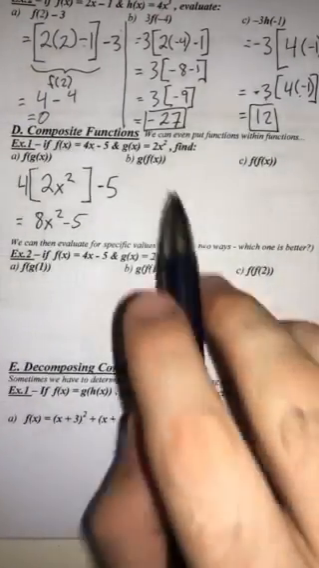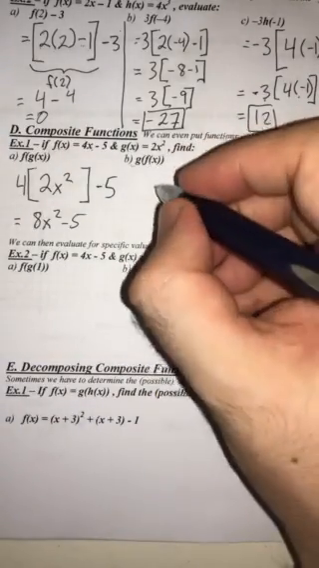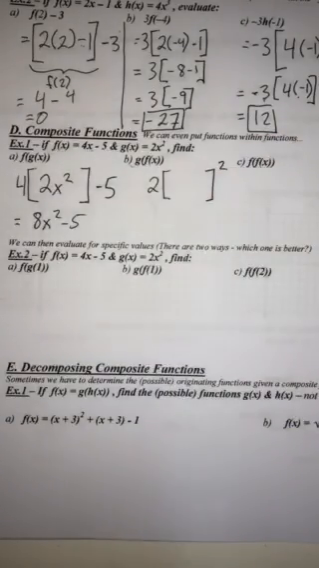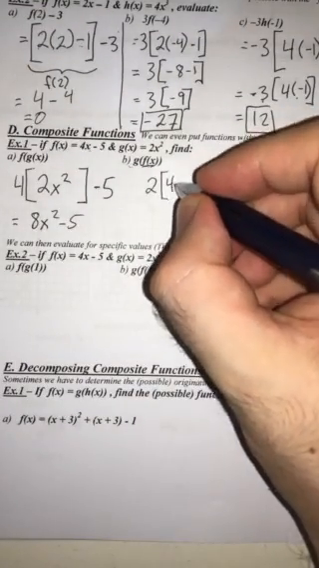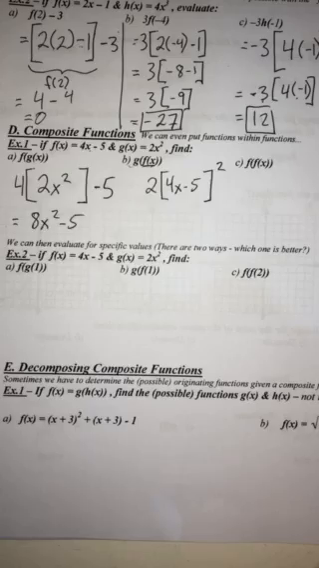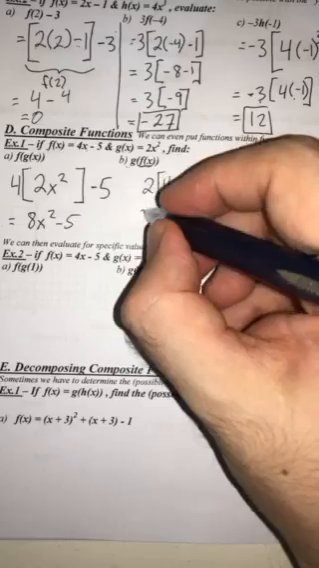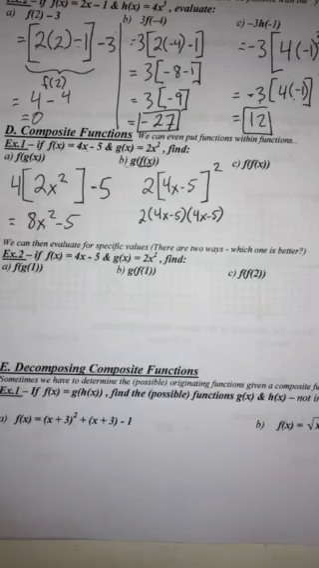Let's try this again. So I've got the outer function g and the inner function f. So I take the outer function, 2 times x squared. Instead of x, I put this bracket, and inside the bracket, I'm going to replace it with this f of x, so 4x minus 5 as such. And then I evaluate this. So remember, this is the same as 2 times 4x minus 5 times 4x minus 5. You should, hopefully, know how to multiply this out. I hope so.